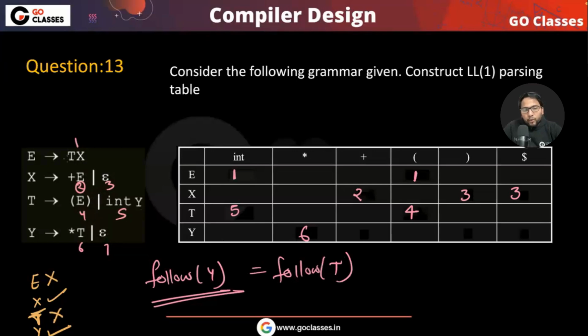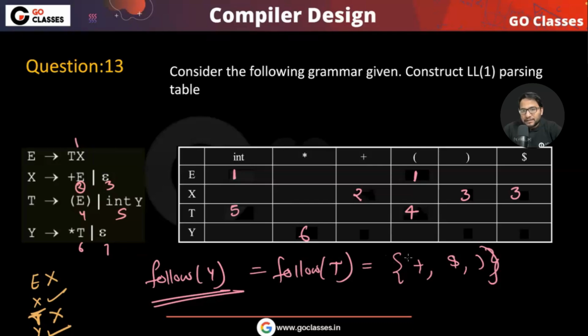And that's all right. And what is the follow of capital T? Capital T is coming, I think, only, okay, here it is coming, and here also. So it is first of capital X, which is plus, and then epsilon. So X is basically epsilon also. That's why it is follow of capital E also, right? So follow of capital E, which is dollar and closing parenthesis. Understood? So at these 3 places, this T will go.